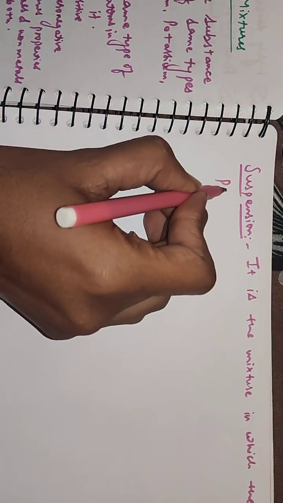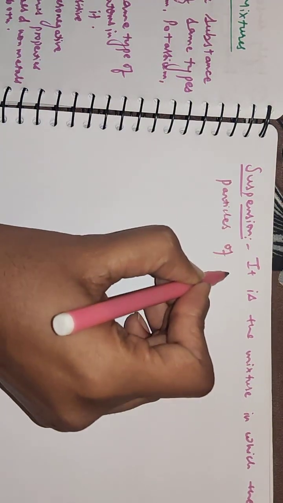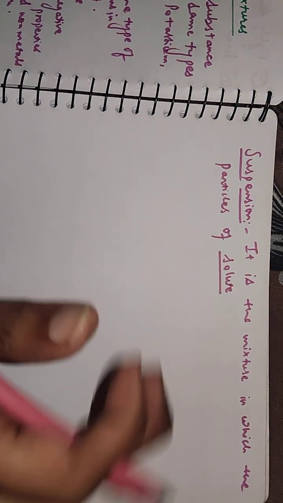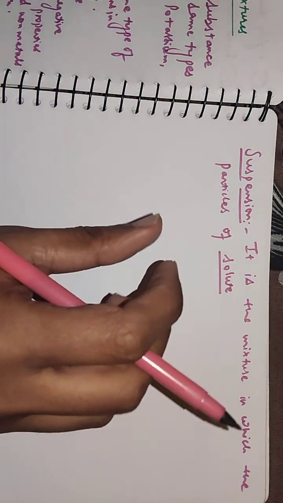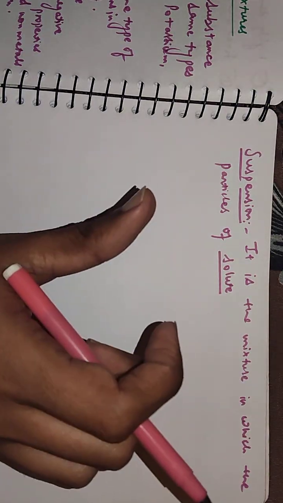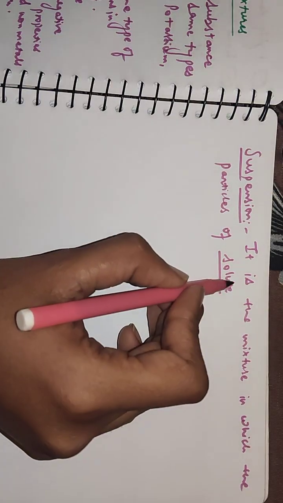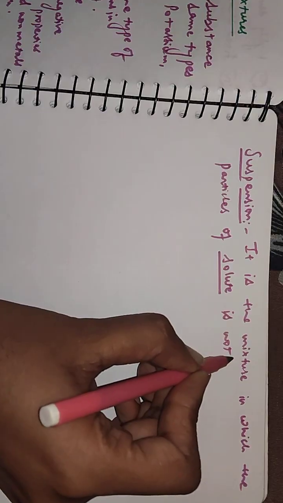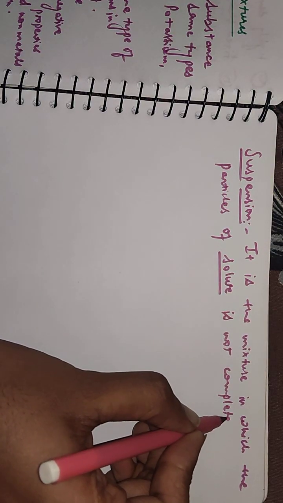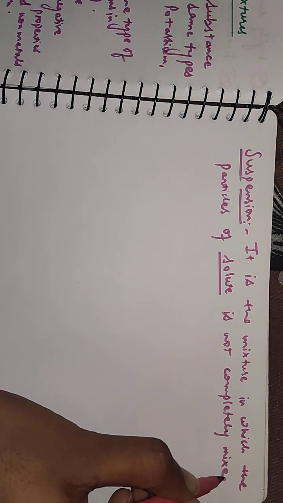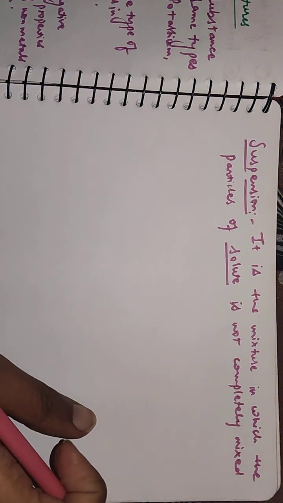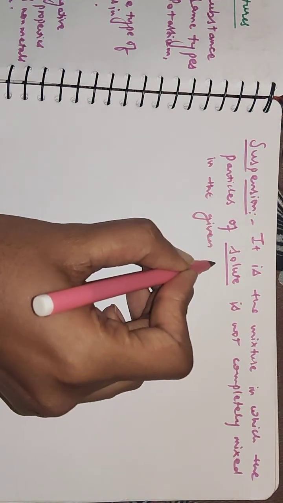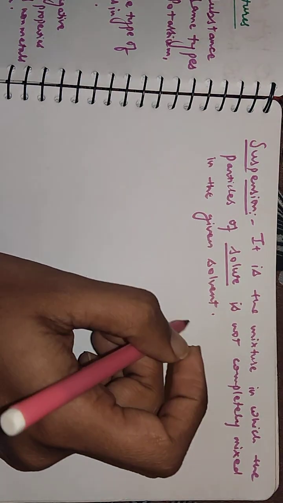the particles of solute, and what is solute? In a solution, solute is generally the component present in less proportion, and solvent is present in more proportion. By the combination of solute and solvent, the solution is formed. So in a suspension, the particles of solute are not completely or uniformly mixed throughout the medium, not completely mixed in the given solvent. This is called a suspension.